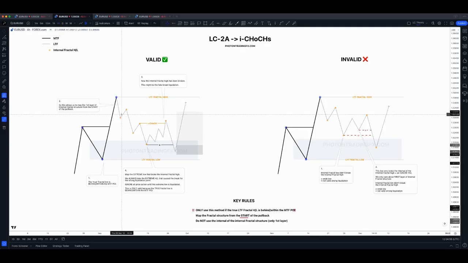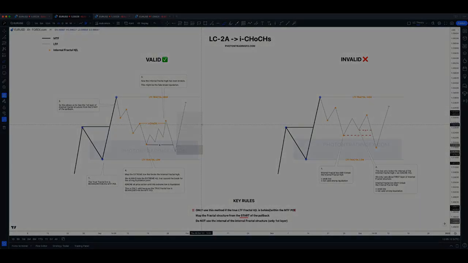Make sure you're mapping it from the start of the pullback, and make sure when you get the true fake break of that first layer of internal structure, you always take the extreme point. So if we're getting long, we always take the lowest point that led to that break. And if we're getting short, you'd always take the highest point. Okay? Watch this again and again and again, and we'll look at one example.